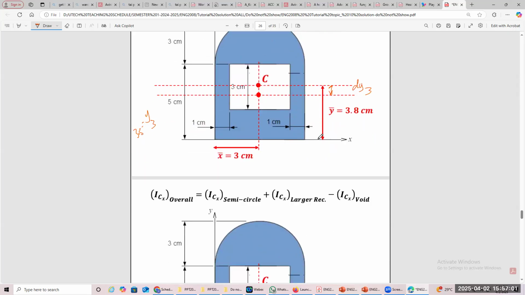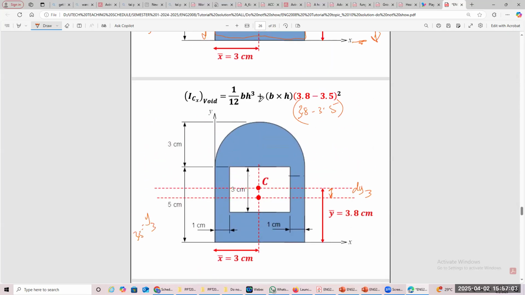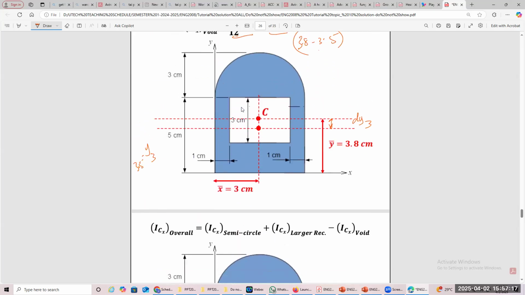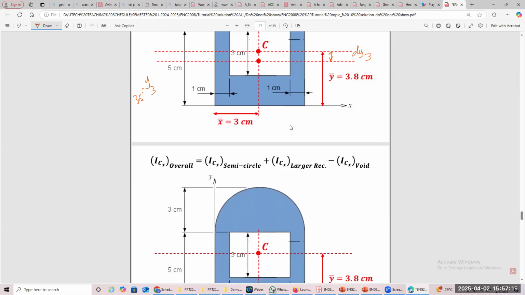So that is what you do. Once you get those values, the only thing that you'll be changing is the distances. You're using the standard formula here: your breadth and your height cubed, and your area times those distances squared. And now, remember, of course, this is a minus. Always minus, same way.